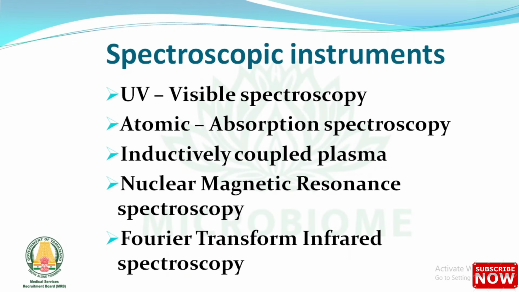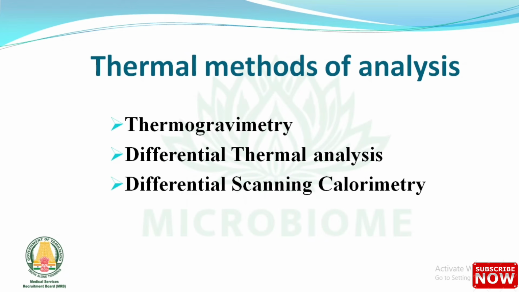And next, spectroscopic instruments, that is UV visible spectroscopy, atomic absorption spectroscopy, inductively coupled plasma, nuclear magnetic resonance spectroscopy, Fourier transform infrared spectroscopy. And at last, thermal methods of analysis: thermogravimetry, differential thermal analysis, and differential scanning calorimetry. The thermogravimetry technique continuously measures the mass of a sample as it is heated or cooled at a controlled rate, or held at a particular temperature for a period of time, with reference to a controlled sample.